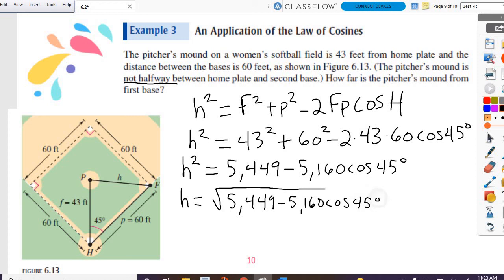You're getting 42.43? 42.30, and we are in feet this time. That was why they said not halfway, because you cannot assume it's a right triangle because it is not halfway. That's specifically why they said that. Questions on that?